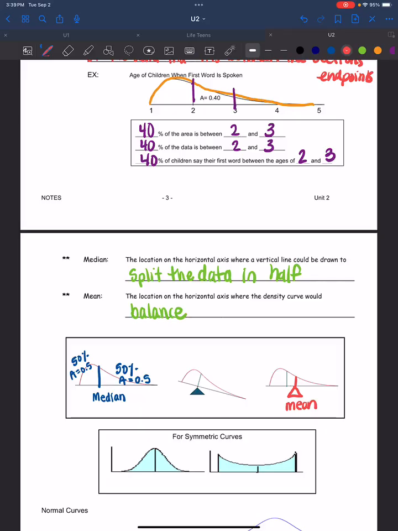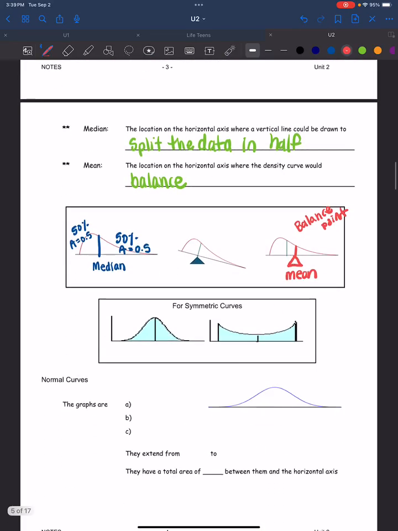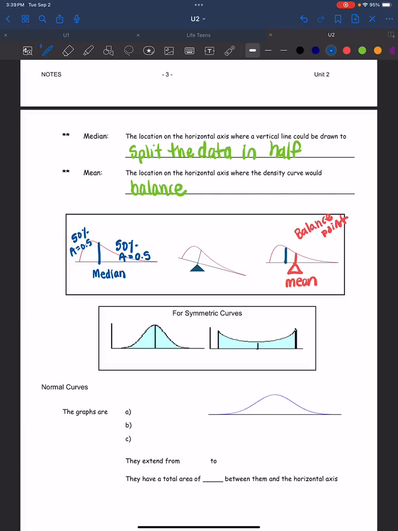Are we okay with this? So this would be the balance point. So kind of deals with last unit. Okay, and this part would still be your median, but they're not equal to each other.